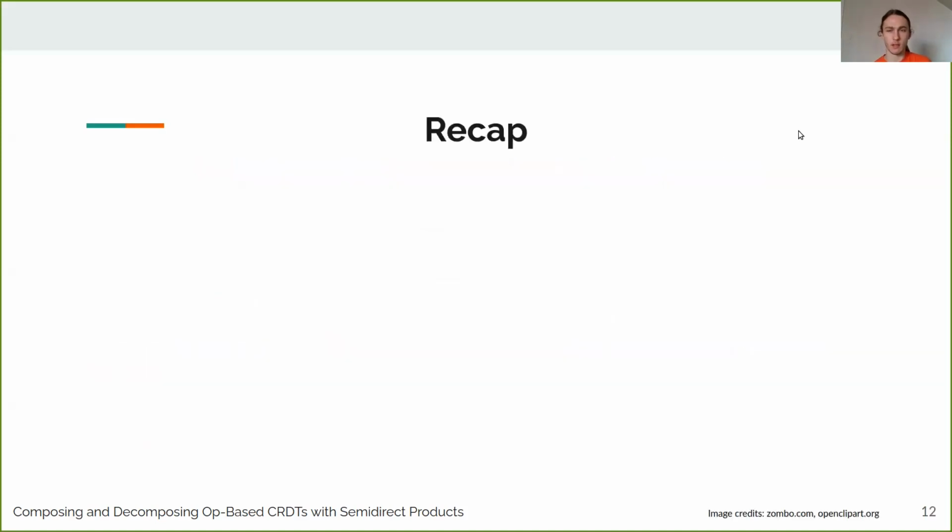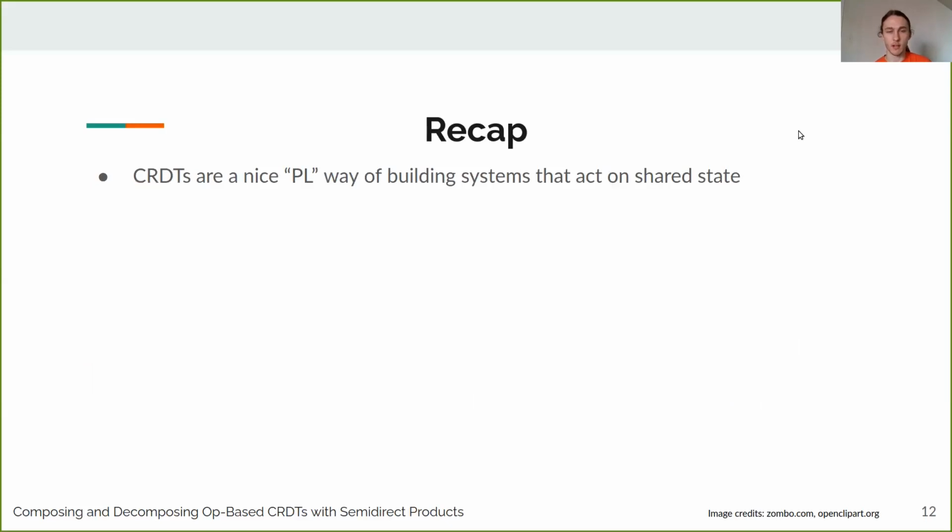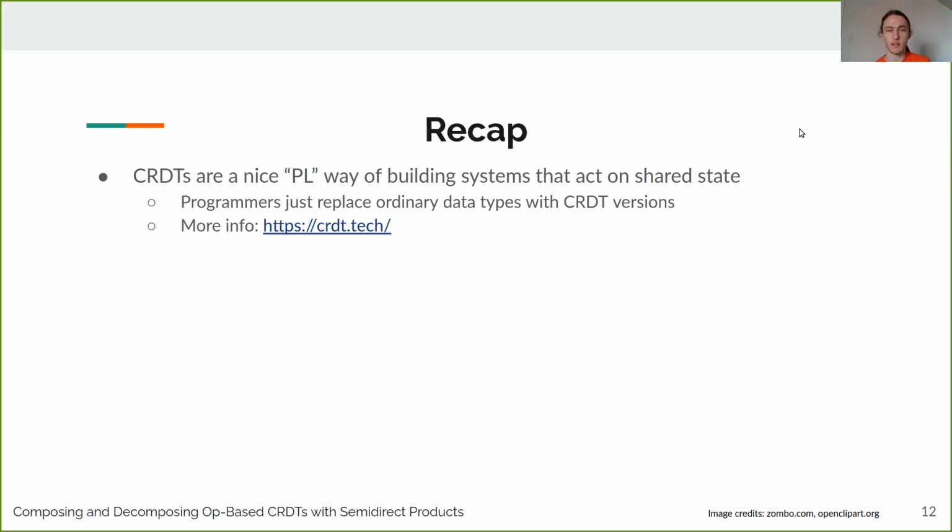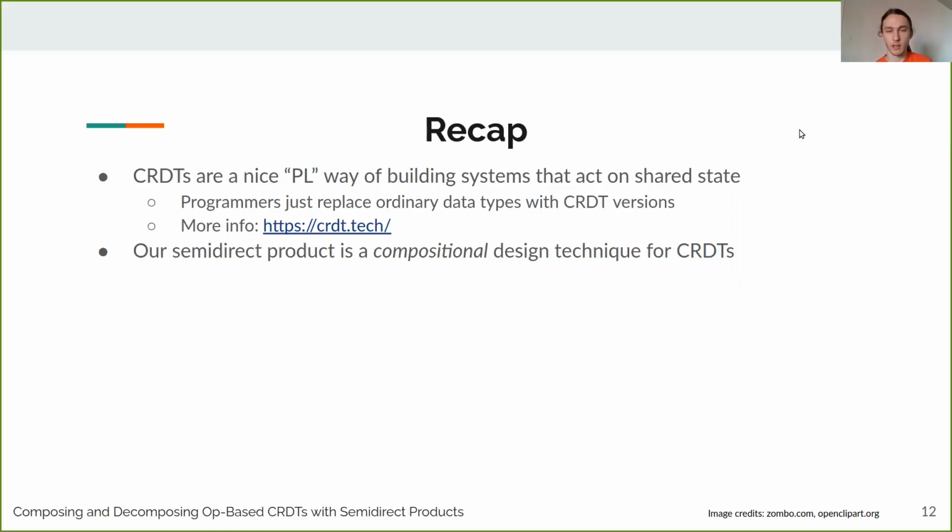Okay, so that's all I wanted to say about our construction. Just a quick recap. CRDTs are a nice programming language's way of building systems that act on shared state, like web apps. The way you use them is that programmers just replace ordinary data types with CRDT versions on the client side, and then the server is just a messaging server. If you want more information about these, I encourage you to check out the website crdt.tech, which has a collection of nice resources. So in our work, we present the semidirect product, which is a compositional design technique for CRDTs.